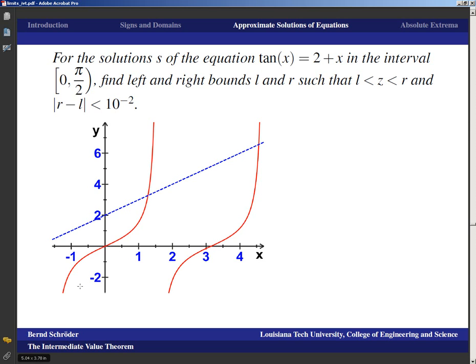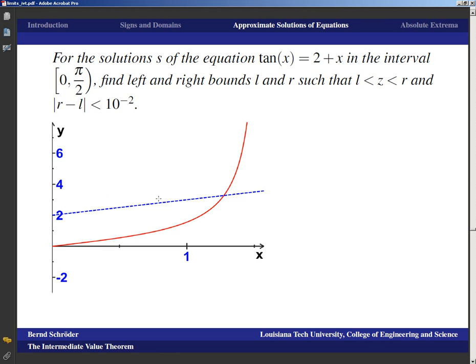Okay, well, here's the function tangent x. Here's the line 2 plus x. And, well, here is the intersection, and so this should be the solution. Here's another intersection, but that's outside the interval 0 to pi over 2, which ends right here. So we're really only interested in this one. Okay, how can we work that out? Well, here is what we get when we focus on the interval from 0 to pi over 2, and we really get just one intersection.